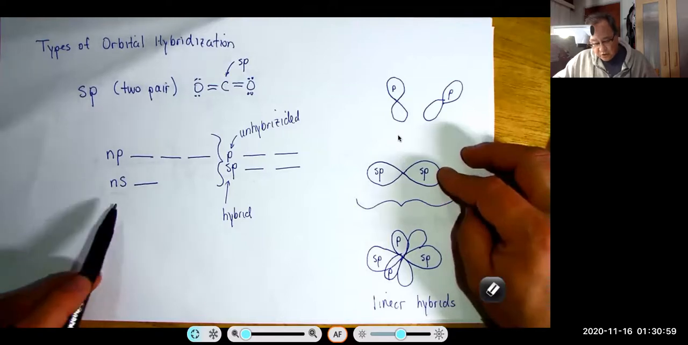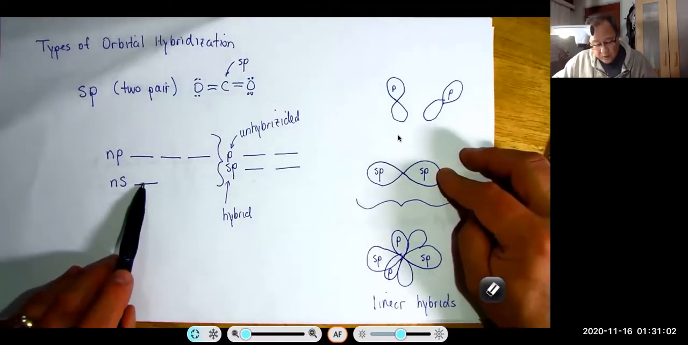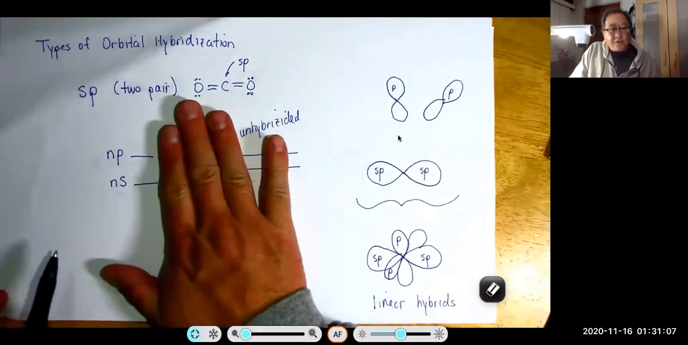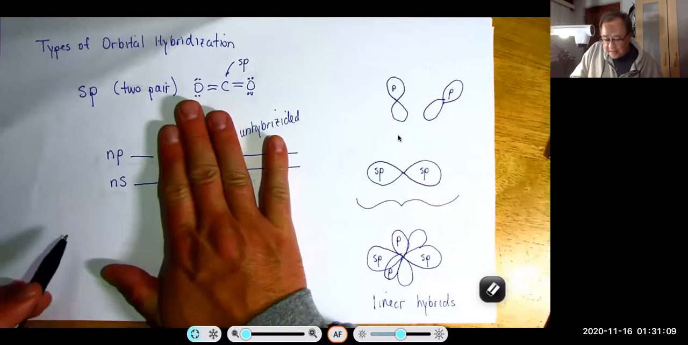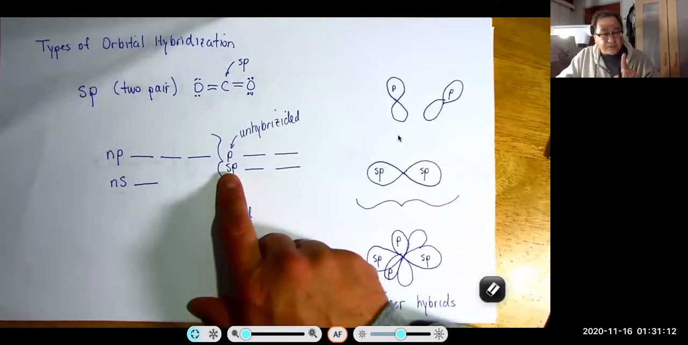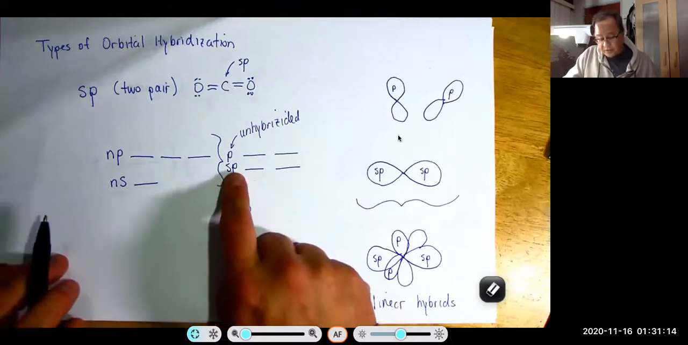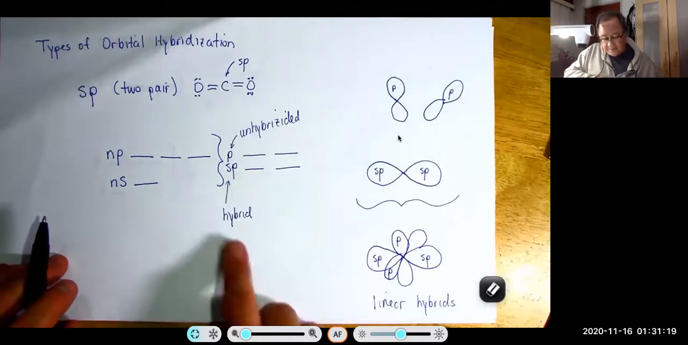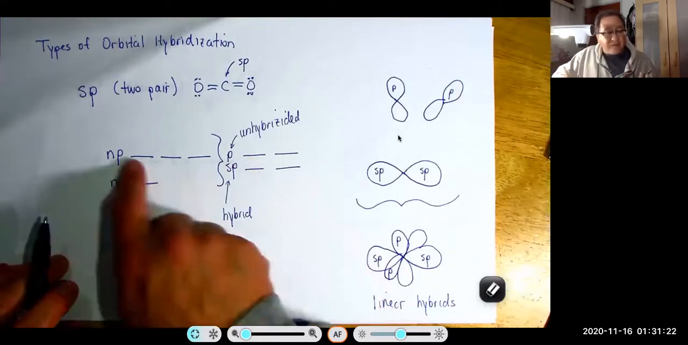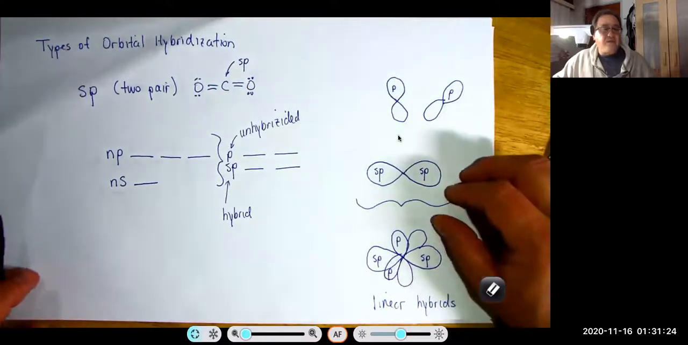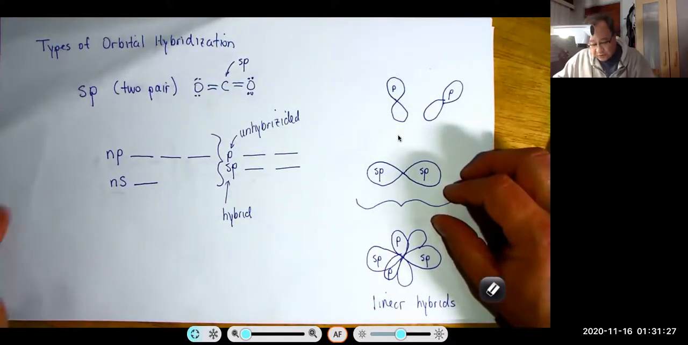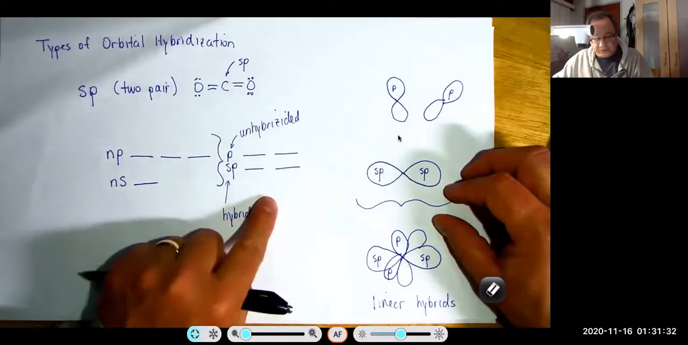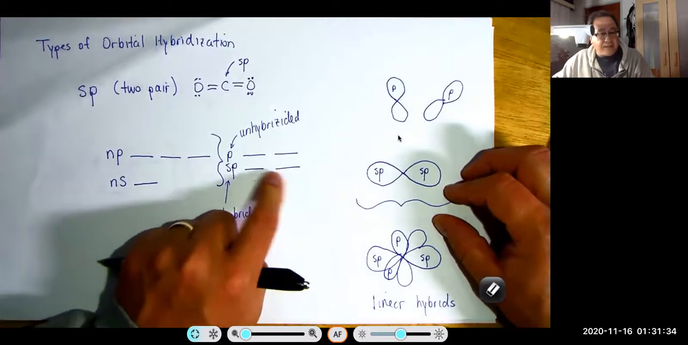So here we could hybridize one of the nS and one of the nP. And when you hybridize two orbitals, you're going to get two hybrid orbitals. And here, since it's one part s and one part p, we call those sp orbitals. So here we'd have two sp hybrid orbitals, and you have two p orbitals that have not been hybridized, so we call them unhybridized. So notice we start with 4 of these atomic orbitals, and we still end up with 4 atomic orbitals. Only 2 of them are hybridized.